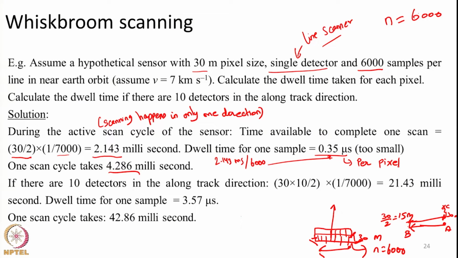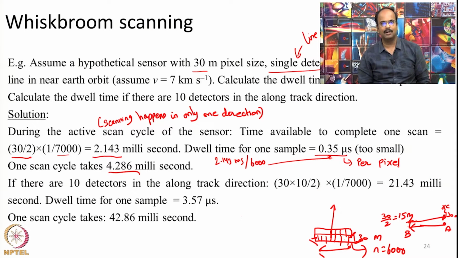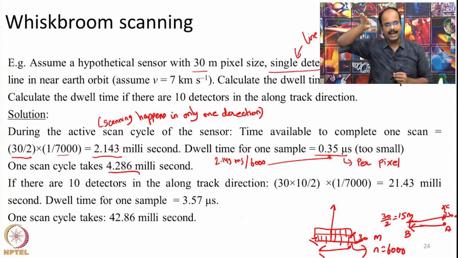Hence, to collect data about 1 pixel, the sensor has a time of 0.35 microseconds, an extremely small value. This is assuming a single detector and scanning takes place only in one direction. So this is highly restrictive, whatever I said.